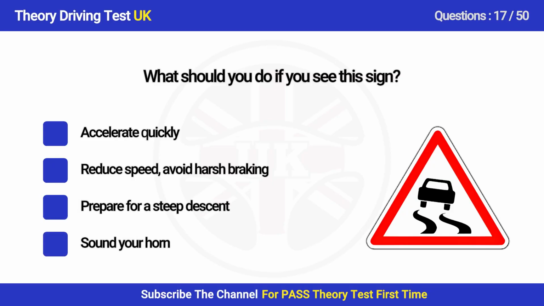A. Accelerate quickly. B. Reduce speed, avoid harsh braking. C. Prepare for a steep descent. D. Sound your horn.